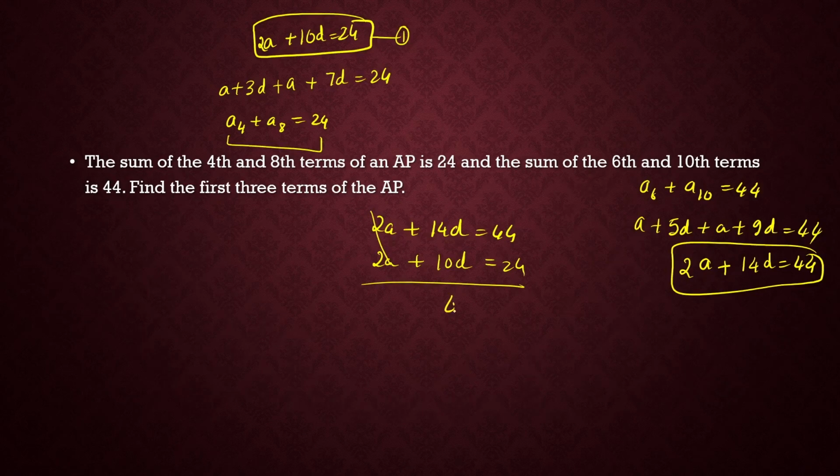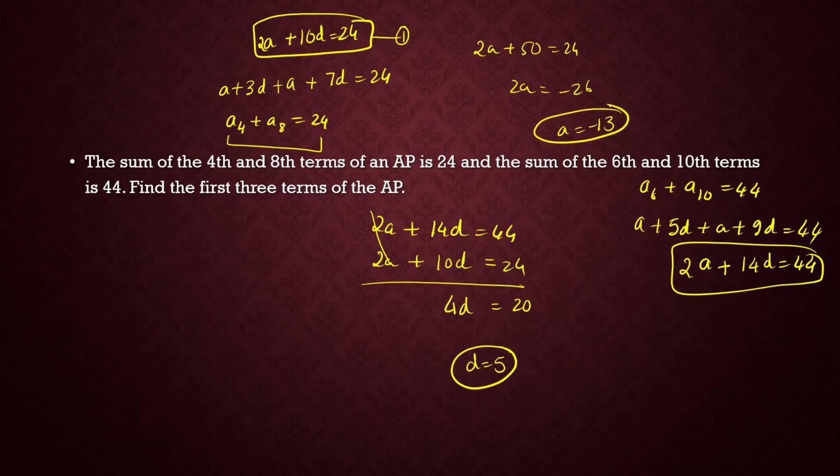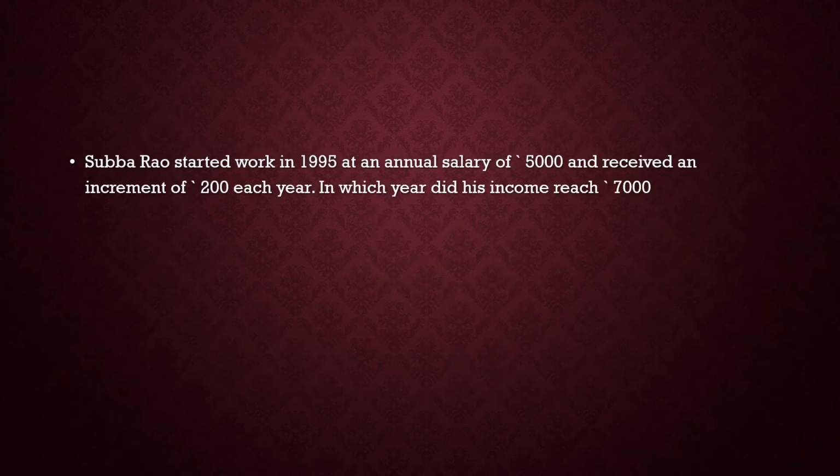So 14 minus 10 is 4D is equal to 44 minus 24 is 20. So the value of D is equal to 5. Now put the value D is equal to 5 in the first equation. You will get 2A plus 50 is equal to 24. So the value of 2A is equal to 24 minus 50, that is equal to minus 26. And you will get the value of A is equal to minus 13. You got the value of A and the common difference. You can find the AP by yourself.